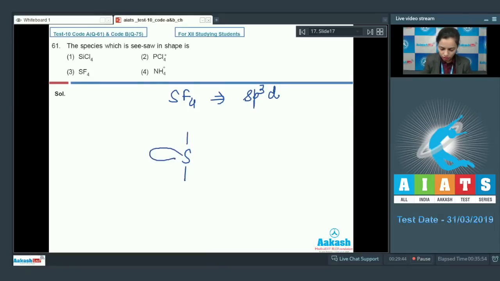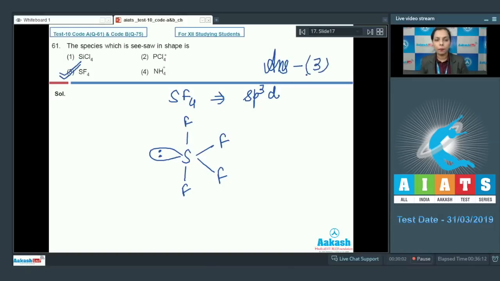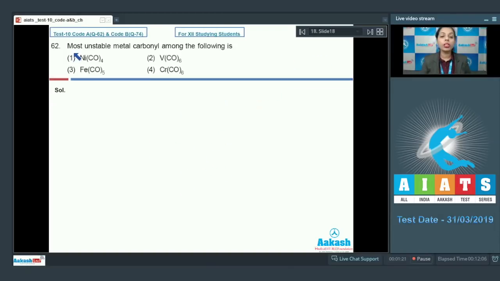There's a lone pair on the sulfur atom in this way, and 4 fluorine atoms are attached in this manner. So this is seesaw shape, and that's why this SF4 becomes the correct answer for question number 61. After that, question number 62.